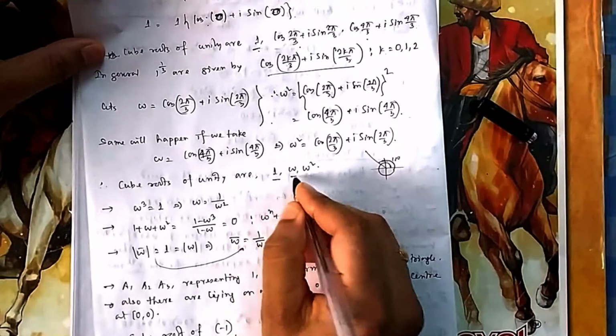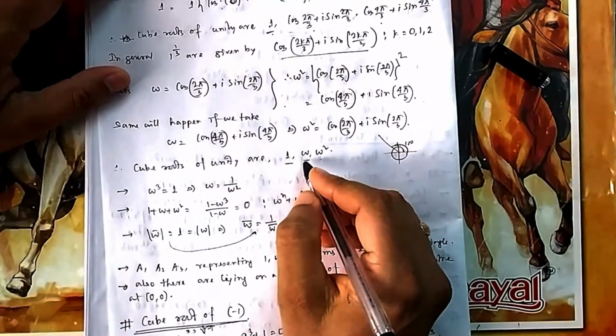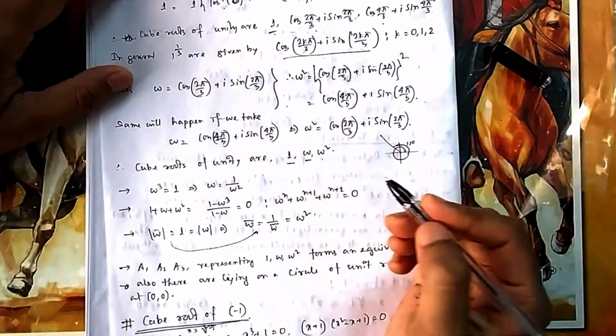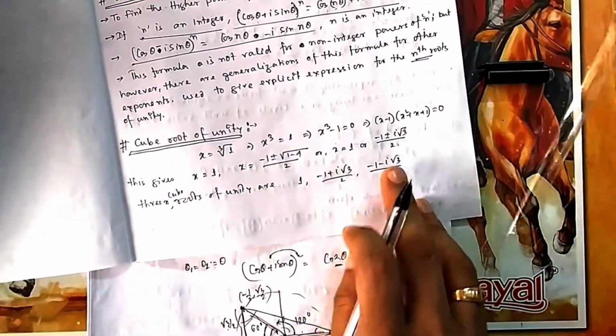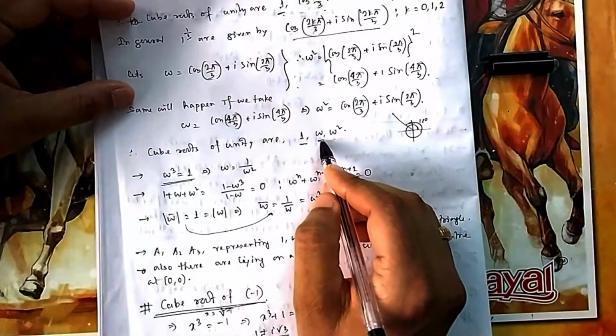So the cube roots I have written are 1, omega and omega square. There is no W; it is spelled that way, but we pronounce it as omega. So 1, omega, omega square. Any one you can take as omega. You should remember these values. This is omega, then this is omega square. Omega cube, because it is the cube root of unity.